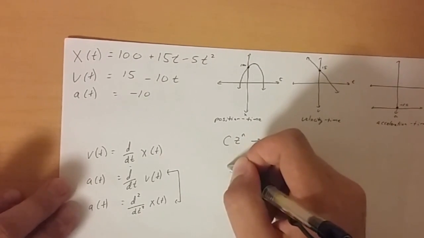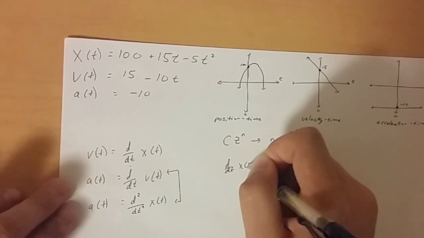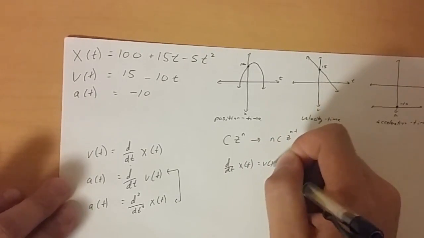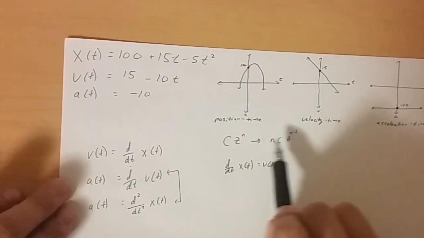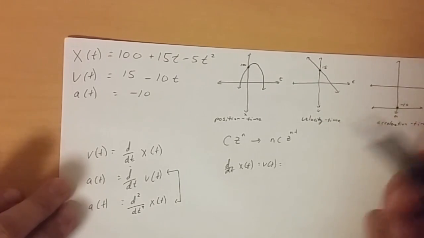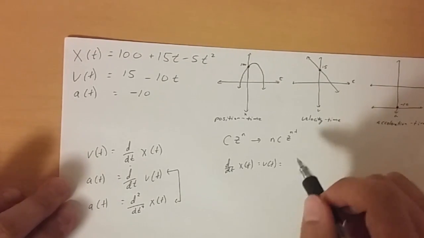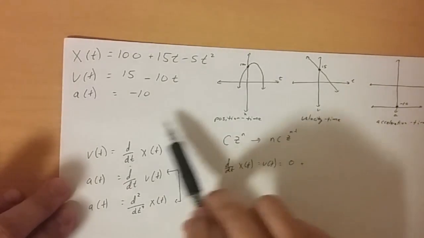Let's take the derivative of our x function, which equals velocity, and that'll be 100, which has no exponent, so the 100 will just go to 0. So 100 goes away, so you have 0 plus 15t.